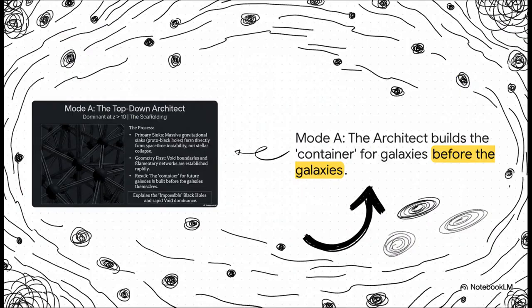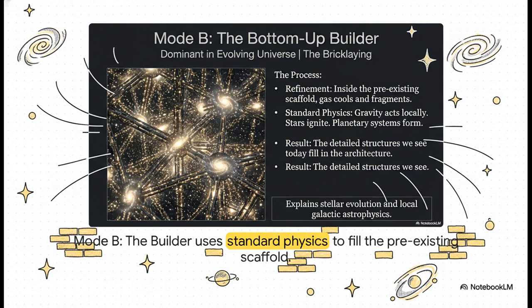Okay, so first up is the architect. In the really early high-energy universe, massive gravitational sinks, like those impossible black holes we saw, formed directly from space-time instability, not from collapsed stars. They rapidly set up the boundaries of the voids and the filamentary networks. And what's the result? The container for future galaxies is built before the galaxies themselves even exist. The framework comes first.